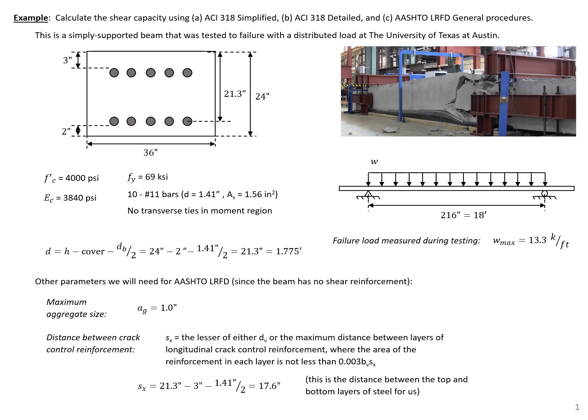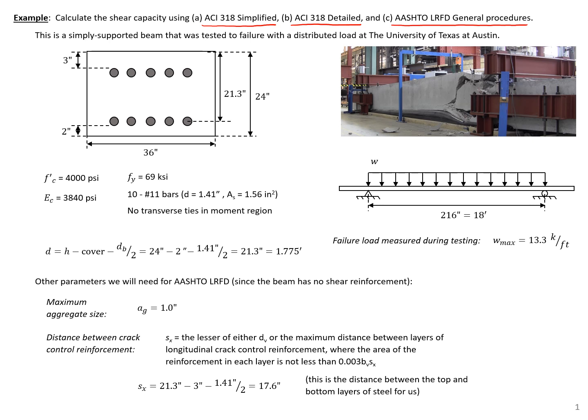In this video, we will be calculating the shear capacity using the ACI simplified method, the ACI 318 detailed method, and the AASHTO LRFD general procedure for the section shown. This is a rectangular section with both tension and compression steel and no transverse reinforcement.